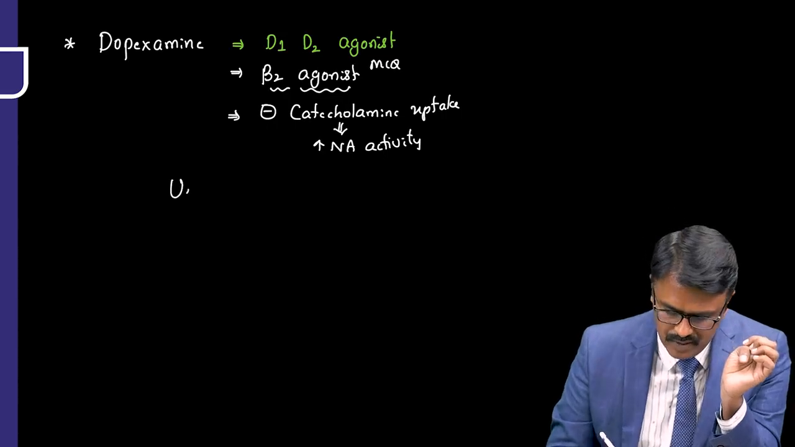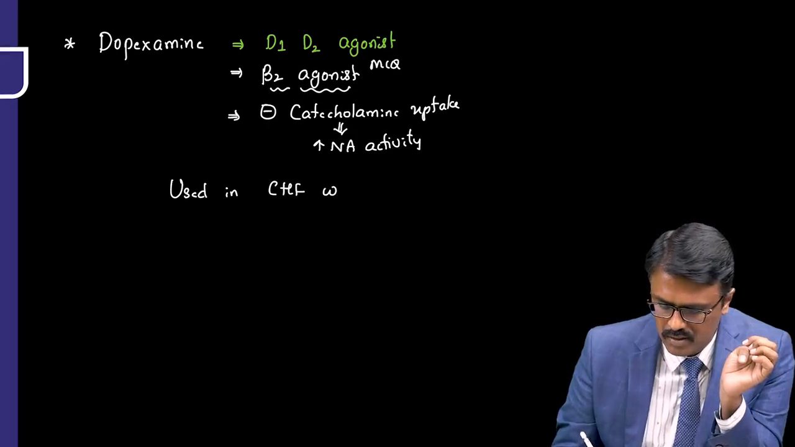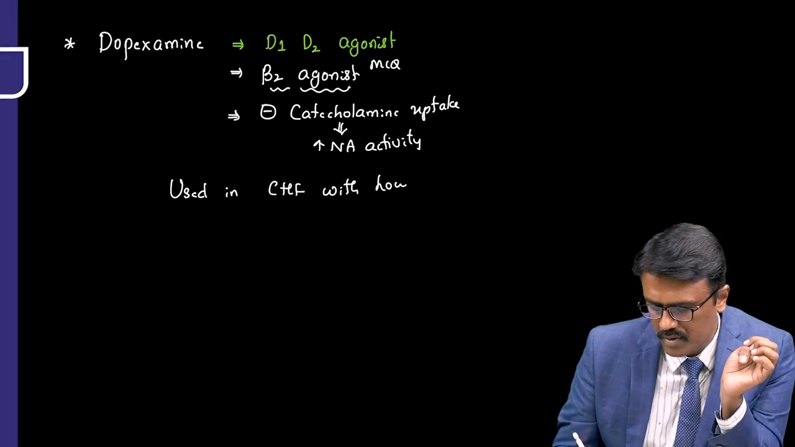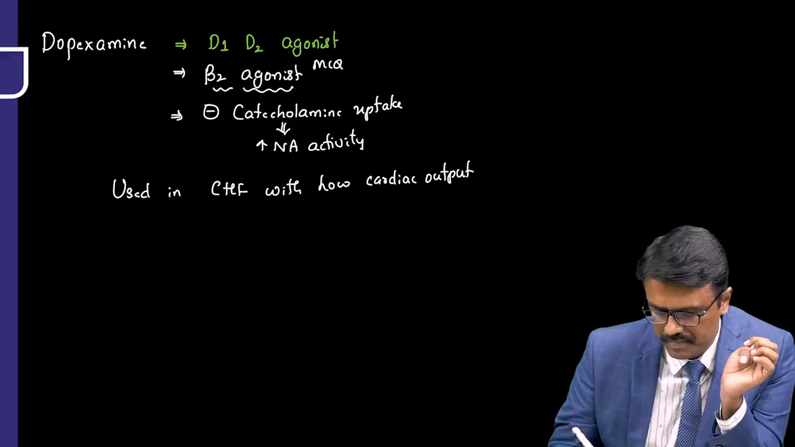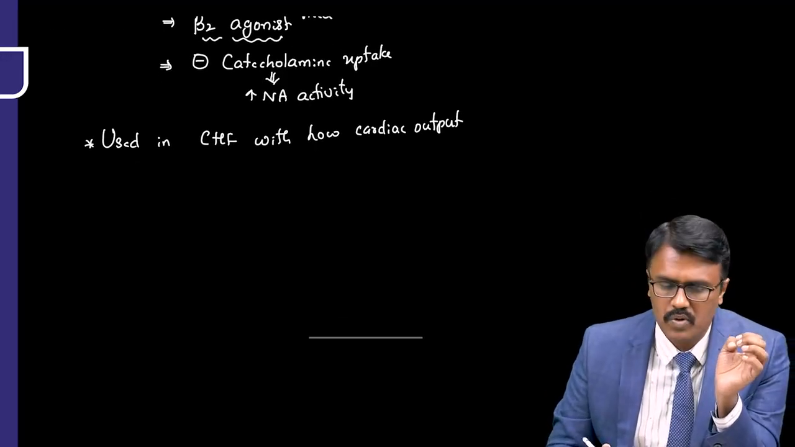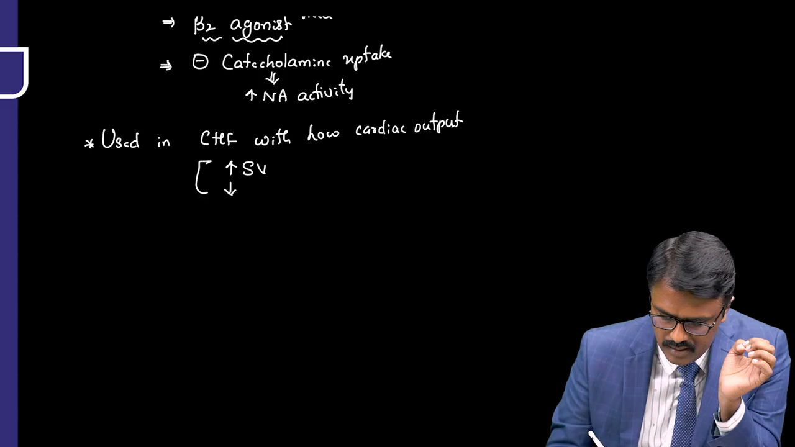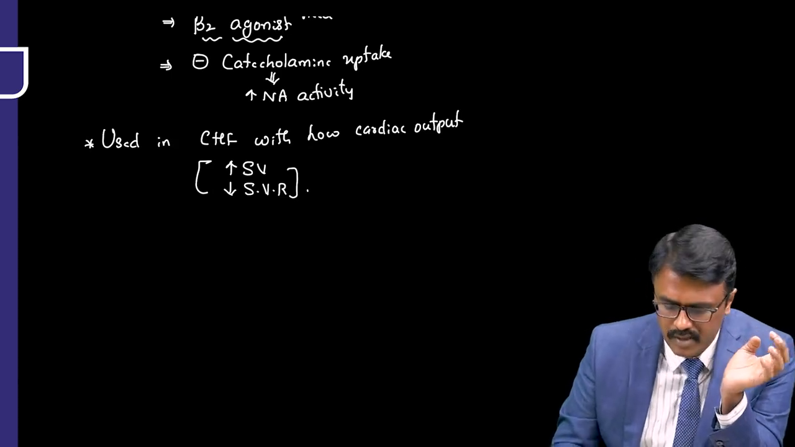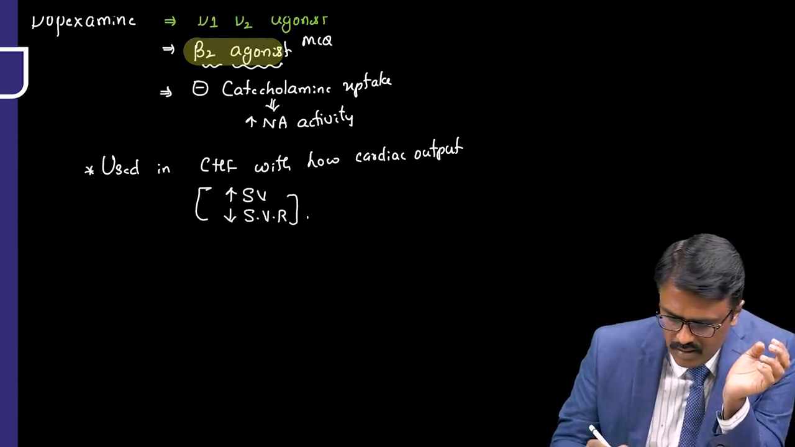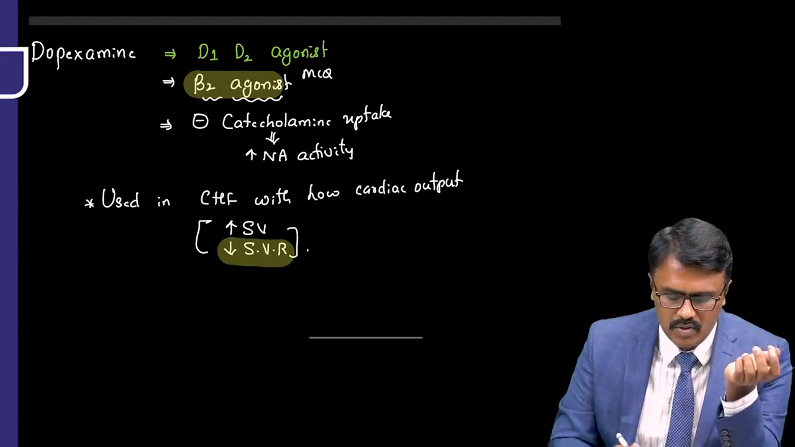Where do you use it? The drug is used in CHF with low cardiac output. What is the advantage? The drug will increase the stroke volume and decrease the systemic vascular resistance. Why? Because it has beta 2 agonistic action, so it can decrease the total peripheral resistance. And the drug name is called dopexamine.